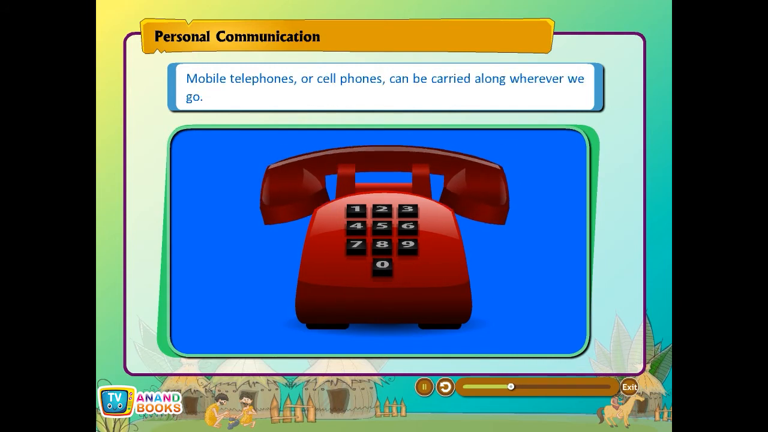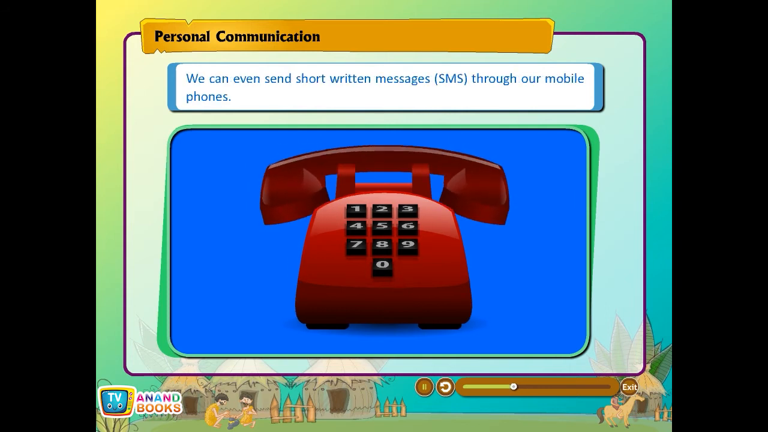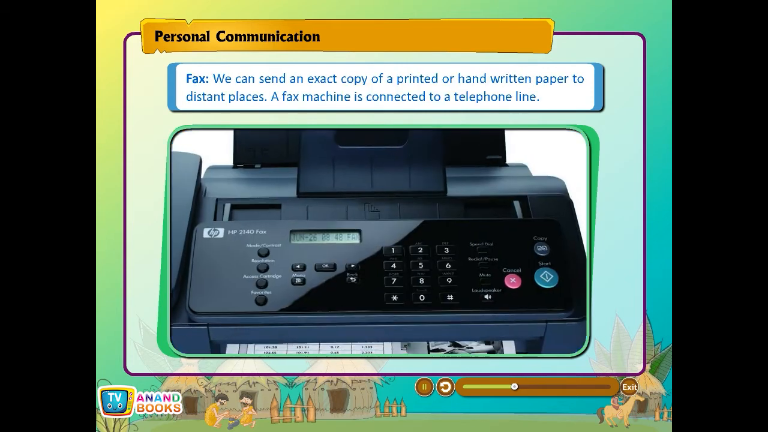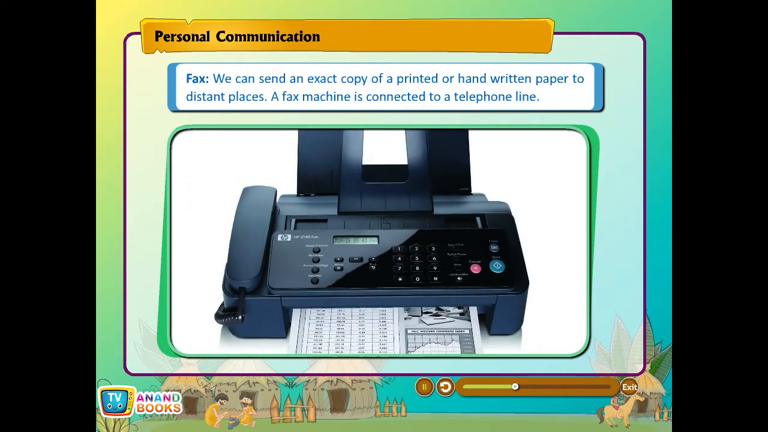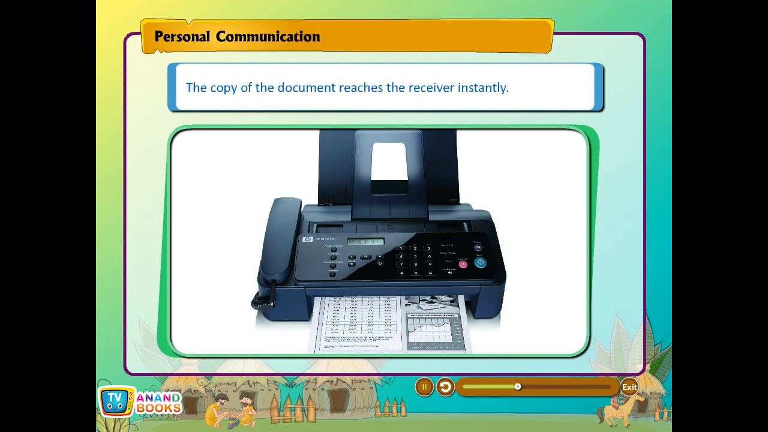Mobile telephones or cell phones can be carried along wherever we go. We can even send short written messages, SMS, through our mobile phones. Fax. We can send an exact copy of a printed or handwritten paper to distant places. A fax machine is connected to a telephone line. The copy of the document reaches the receiver instantly.